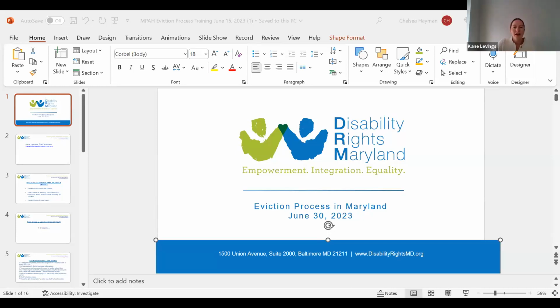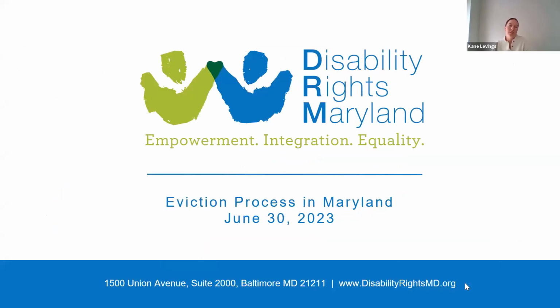Thank you, Chelsea. As Chelsea said, my name is Kane Levings. I'm a staff attorney on the Housing and Community Inclusion team with Disability Rights Maryland. My job day to day focuses mostly on evictions. So this PowerPoint will be going through the Maryland eviction process, the most common types of evictions, what landlords need to do, what tenants need to do, where there are some avenues related to disability, and hopefully this information is helpful for you when you work with your clients.